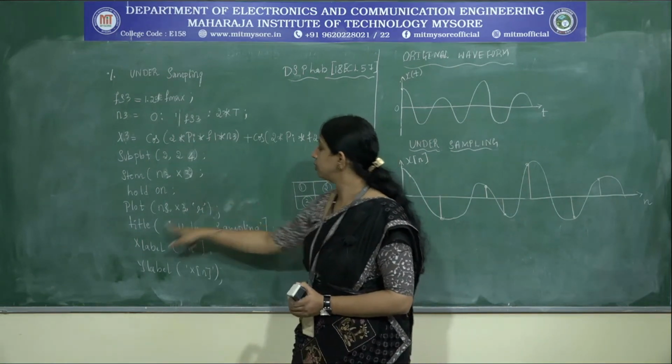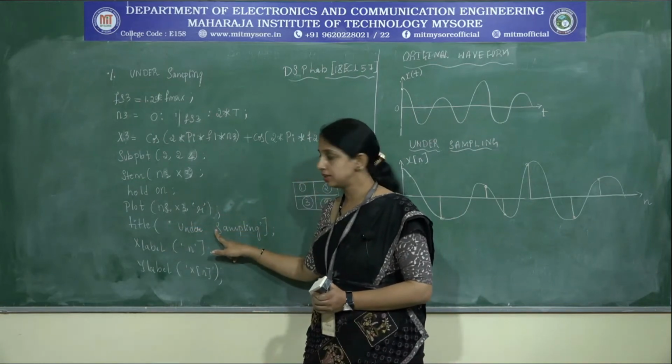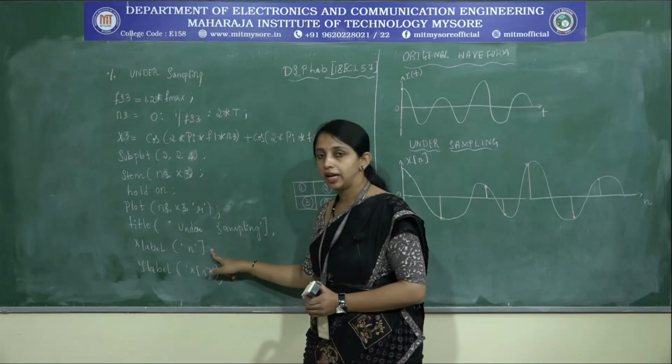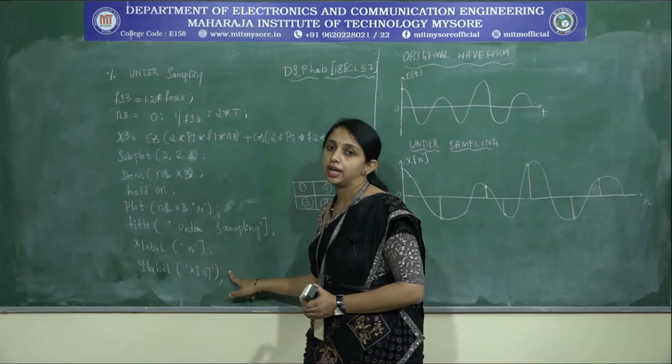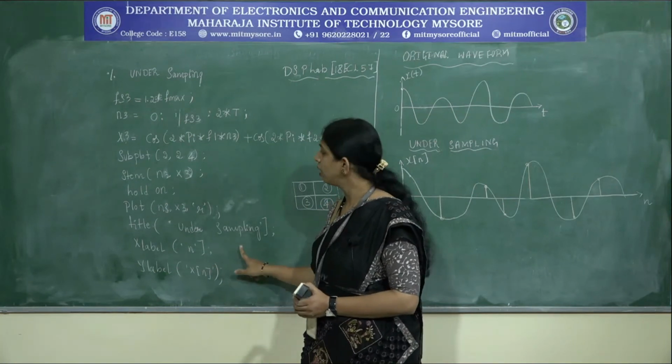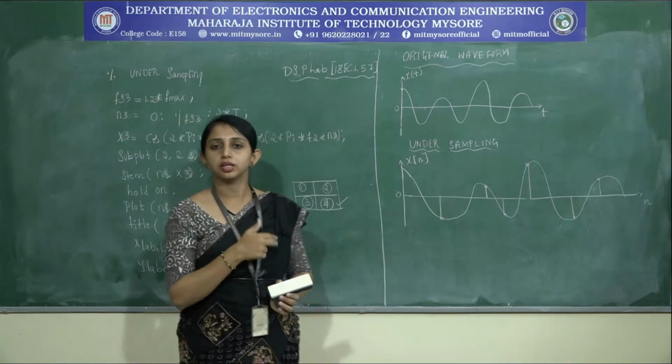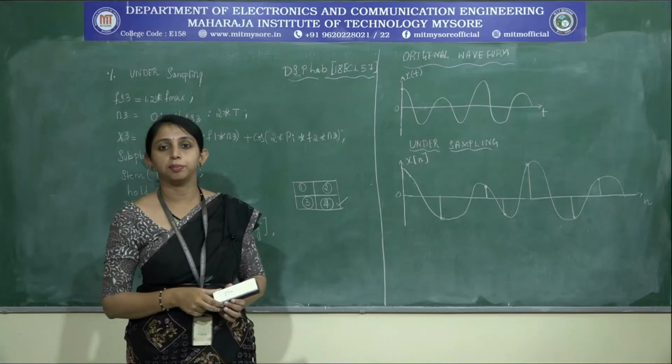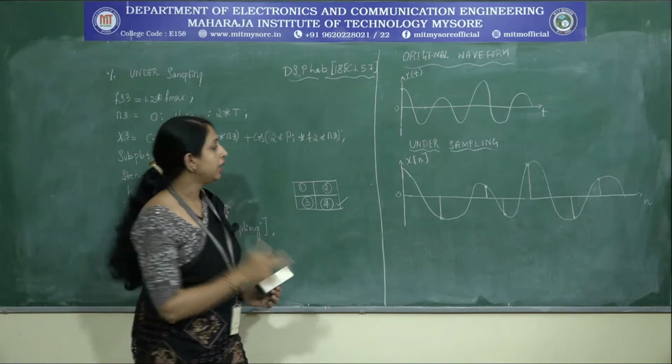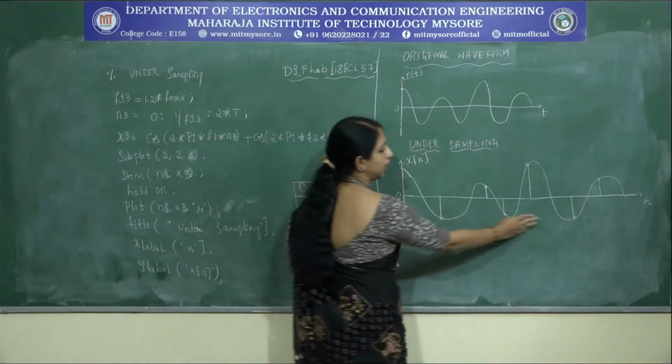And give the title for this. Title will be undersampling, x label will be n and y label will be x of n. Now let us see the output with respect to the undersampling condition. The undersampled wave will be like this.